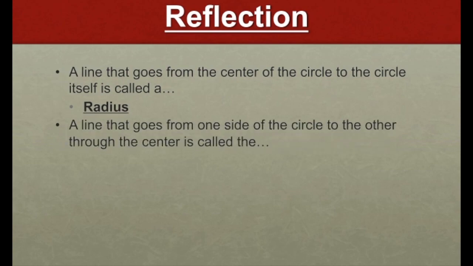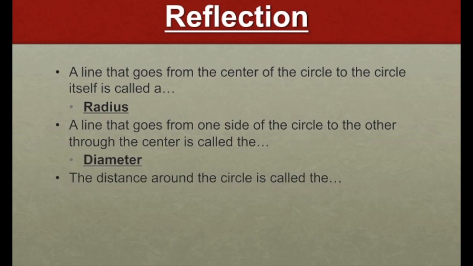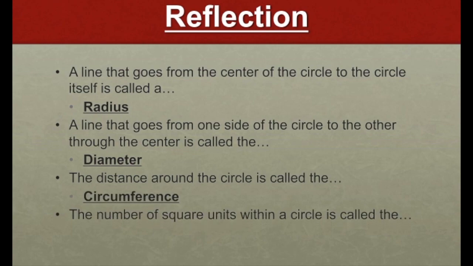A line that goes from the center of the circle to the circle itself is called a radius. A line that goes from one side of the circle to the other through the center is called the diameter. The distance around the circle is called the circumference. And the number of square units within a circle is called the area.